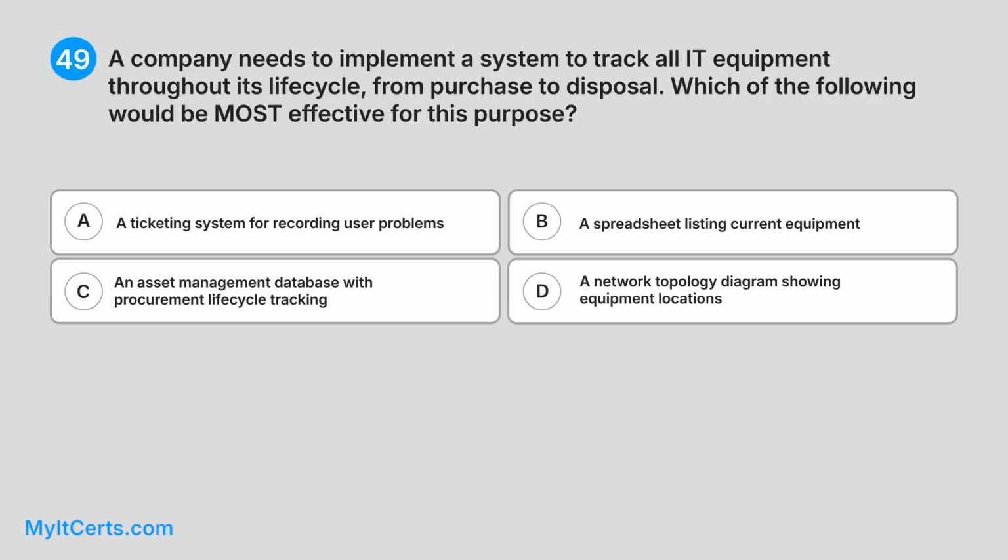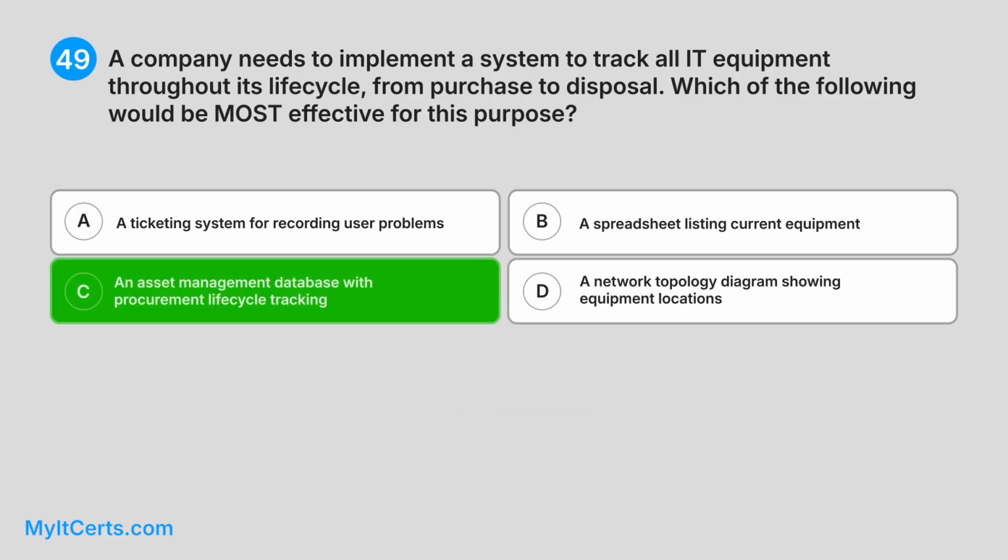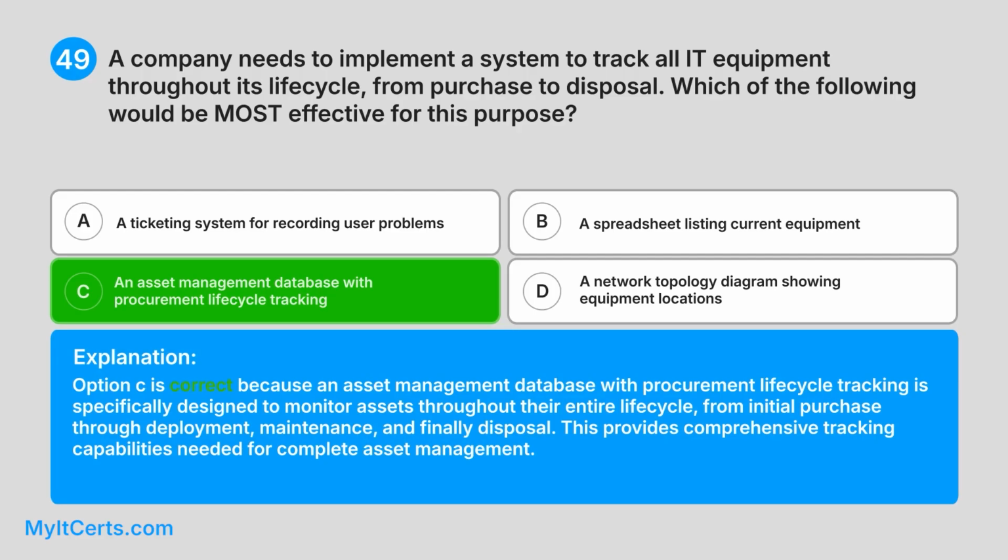Correct answer, C. An asset management database with procurement lifecycle tracking. Explanation. Option C is correct because an asset management database with procurement lifecycle tracking is specifically designed to monitor assets throughout their entire lifecycle, from initial purchase through deployment, maintenance, and finally disposal. This provides comprehensive tracking capabilities needed for complete asset management.